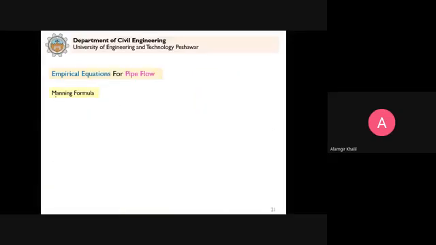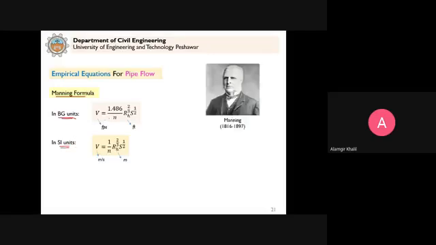The second formula is that of Manning. So the Manning formula in the British gravitational units is given by this. V is the velocity, RH is the hydraulic radius, S is the slope of the energy line. In the British gravitational system, it is given by this equation. In SI units, it is given by this expression. This formula was developed by Manning, an Irish engineer, so it is known as the Manning formula.